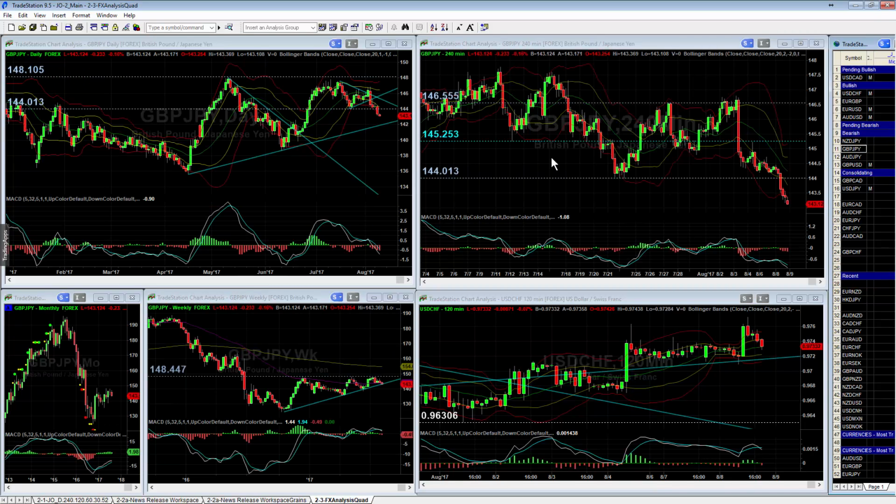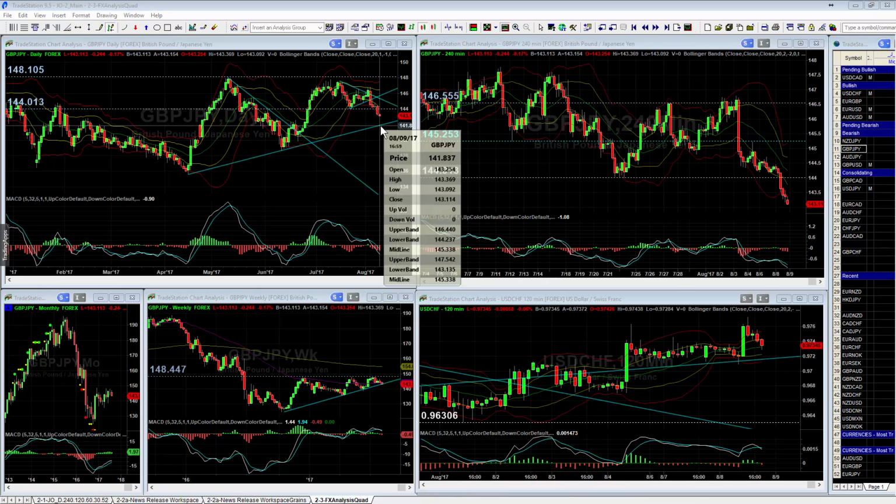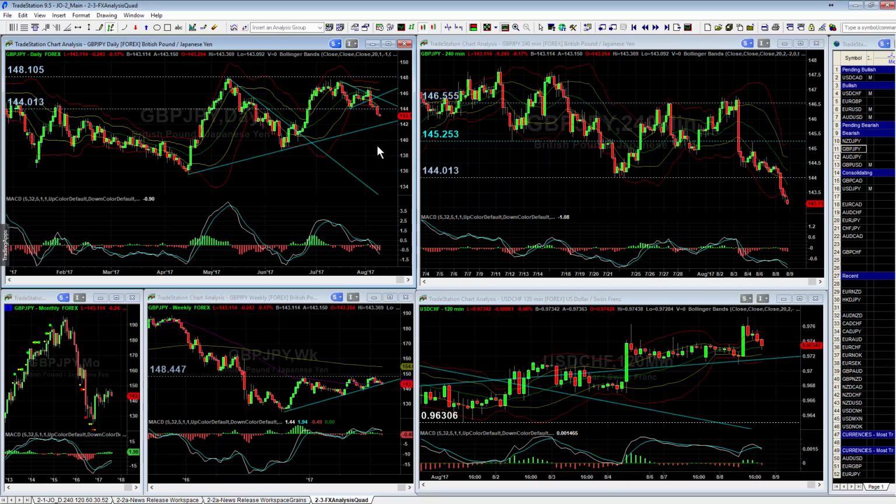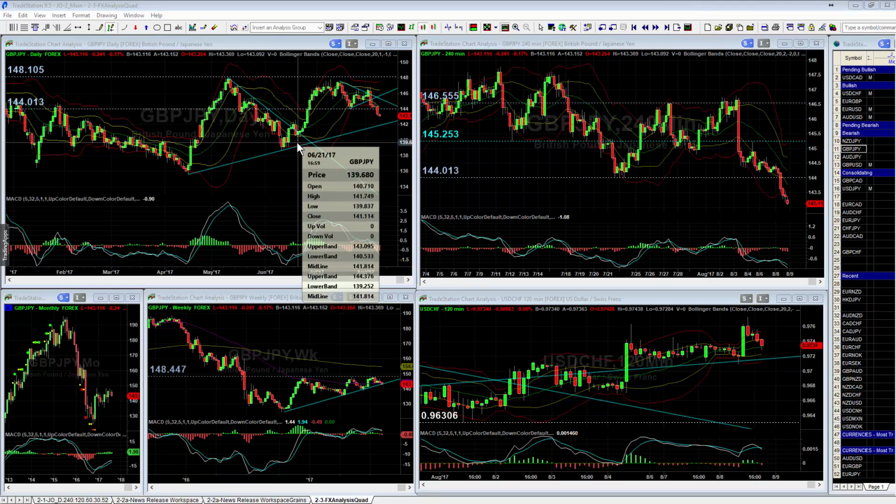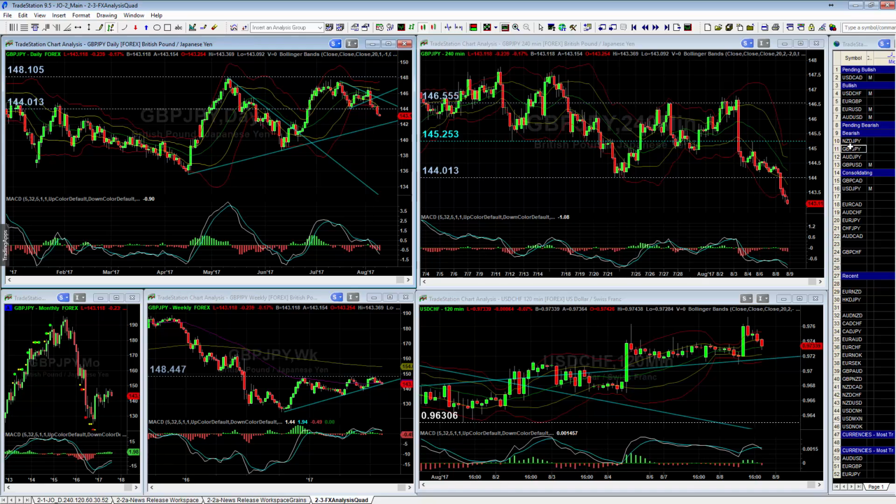For the pound yen, you can see that one also broke through its support. Again, one of the ones that were trending. You can see our next target will be this support trend line that we have right here. It's a little bit of an old line, but that's the next one we have. Then we have this previous pivot here that we can watch for.